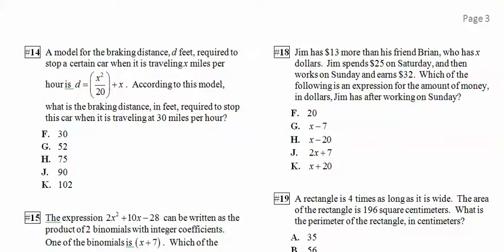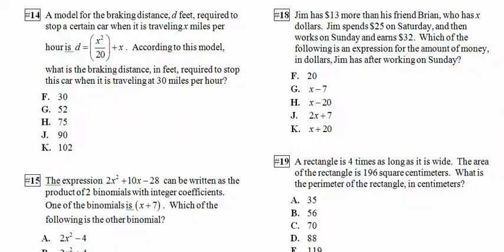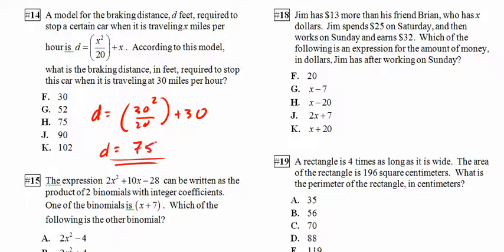The model for the braking distance is given. What is the braking distance required to stop a car going 30 miles an hour? Make sure you read that. It says D is in feet and X is in miles per hour. So then you know, I'm just plugging in 30 for miles per hour. Crank it out. What do we get? 75.